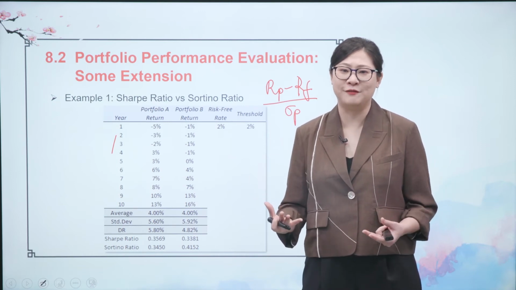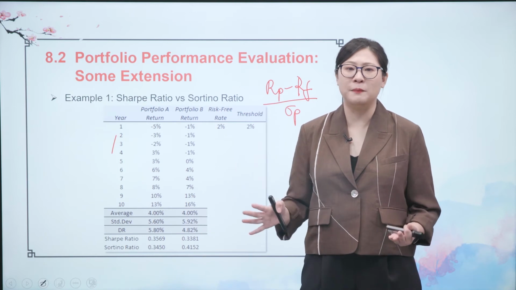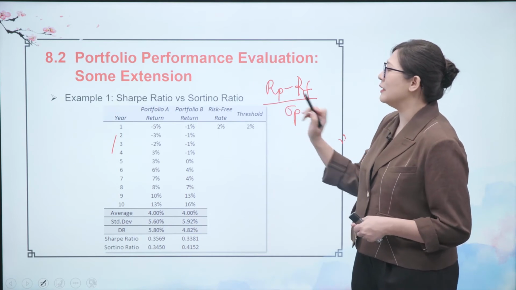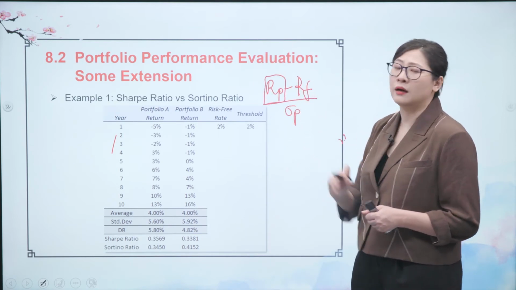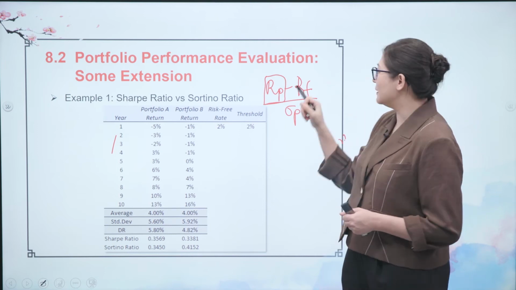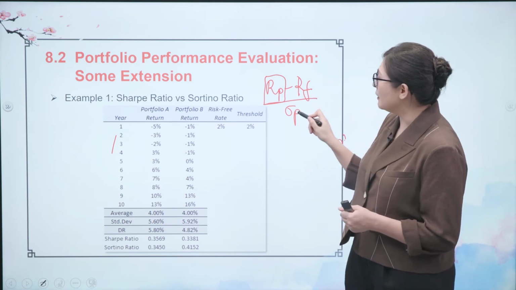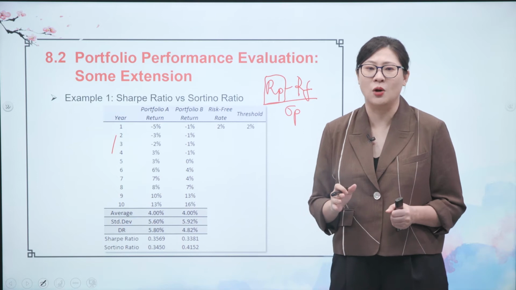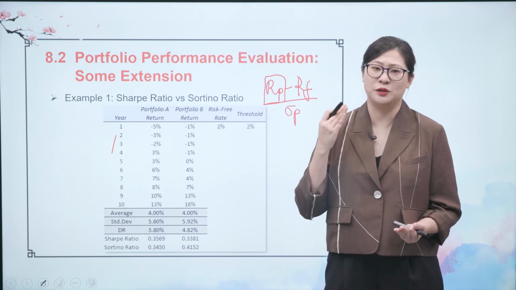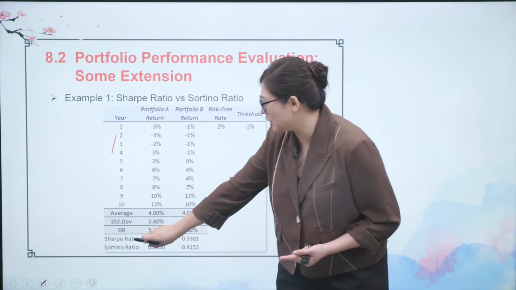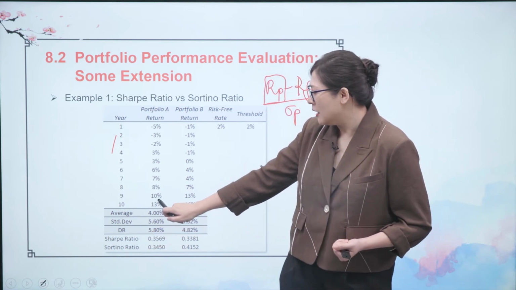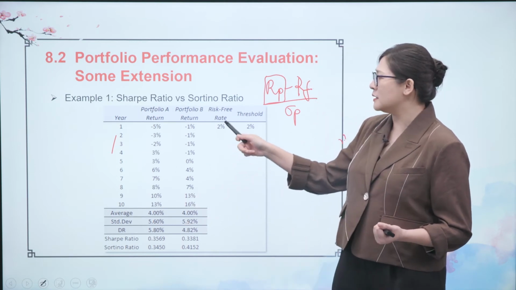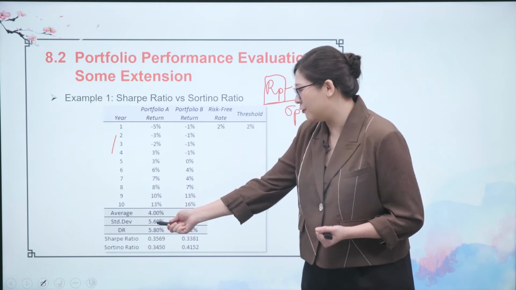So for these two portfolios, definitely from the result, we know portfolio B's total risk is higher than portfolio A. So if we calculate the Sharpe ratio, they have the same average expected return and the same risk-free rate. A has lower standard deviation, so definitely portfolio A has a higher Sharpe ratio. And based on the Sharpe ratio, you will choose portfolio A. So let's have a look. The Sharpe ratio here is equal to the average returns, which is 4% minus this 2%, divided by this 5.6%.